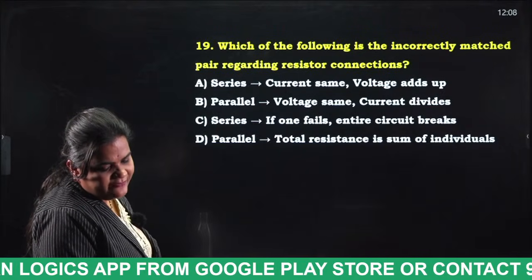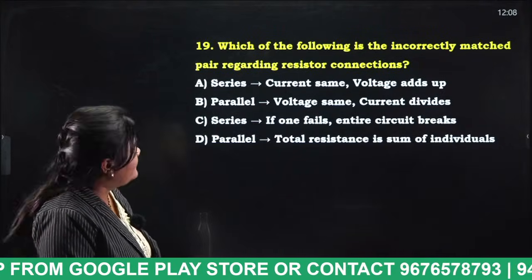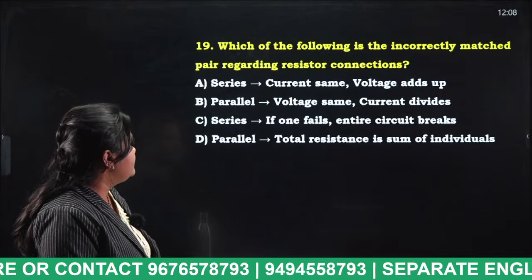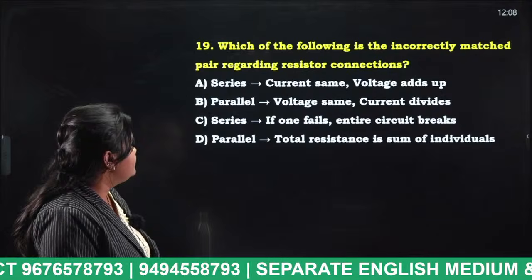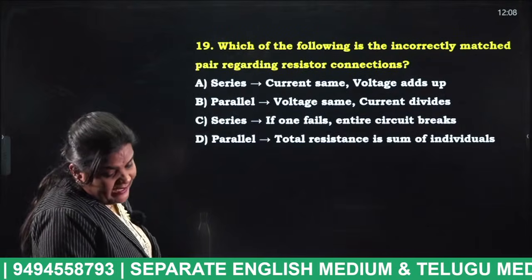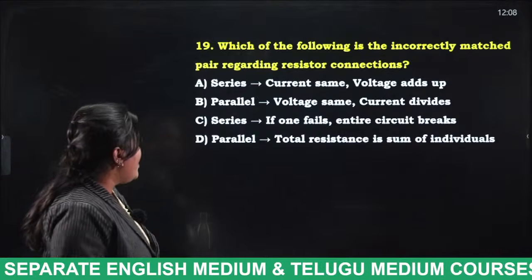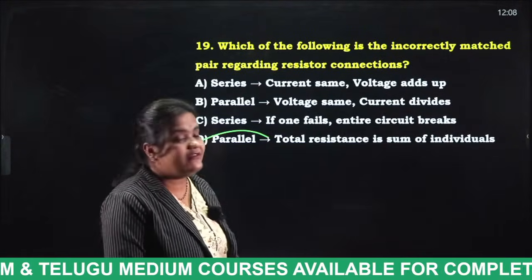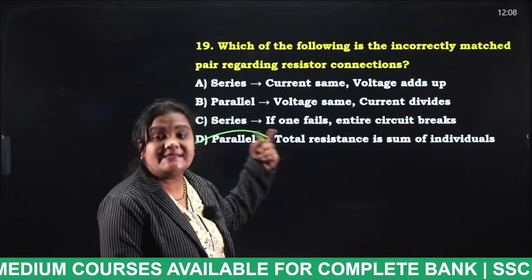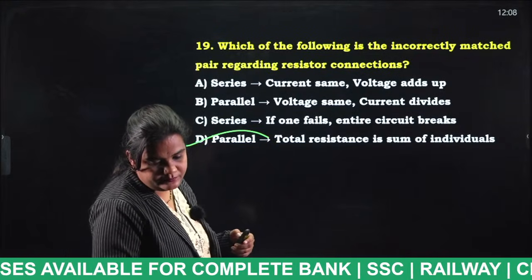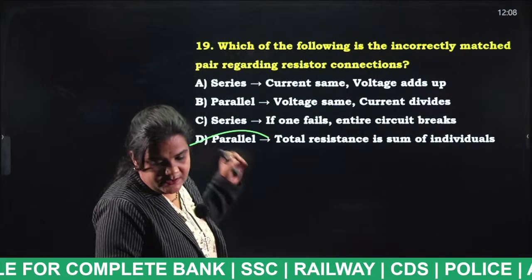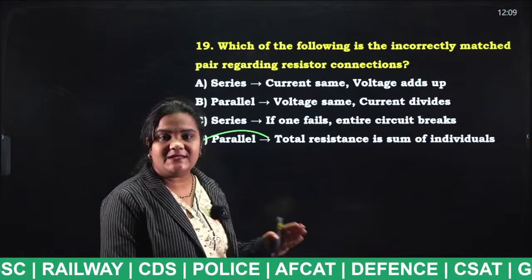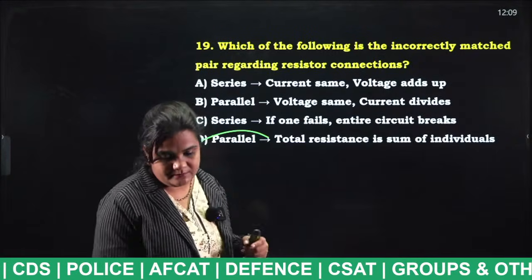So what is the answer for this question? Incorrectly matched. Yes, option D. Why it is D? Tell me, students. Total resistance is sum of individual that happens in the series connection. Okay? Not C. So C is correct. Why? Because if one circuit breaks, the whole current will be stopped.